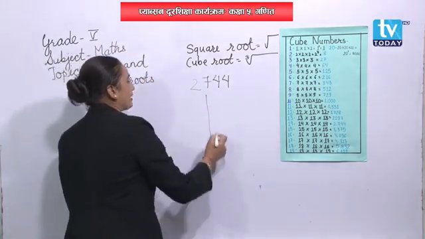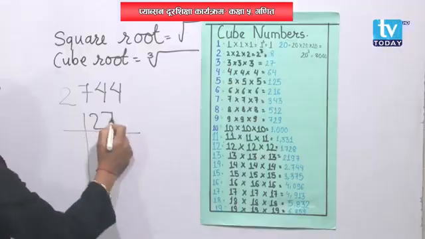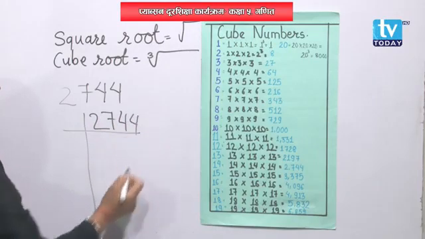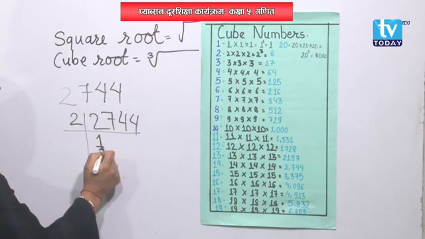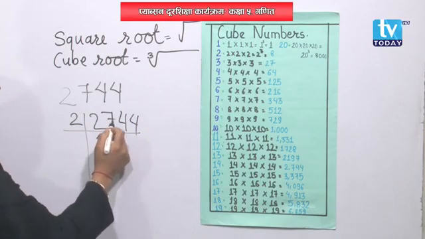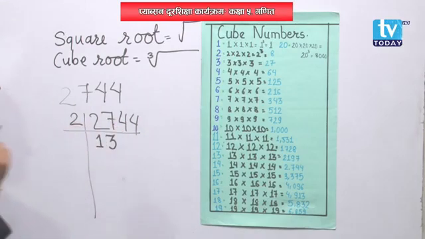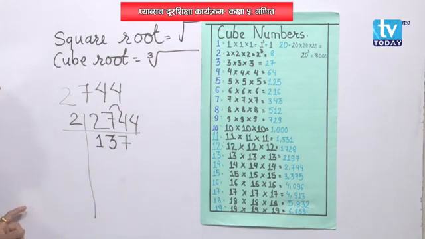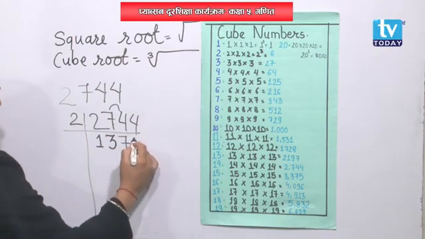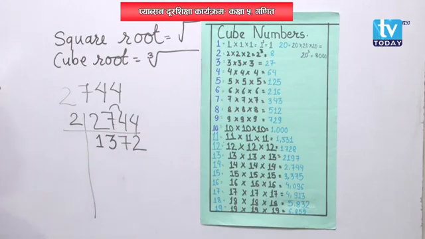Okay, divide the number first of all. 2744. Let's divide it by 2. 2 times 1 is 2. 2 times 3 is 6. 1 is remainder left over there. 1 and 4 it will be 14, right? 2 times 7 it will be 14. Now no remainder. So 2 times 2 is 4.